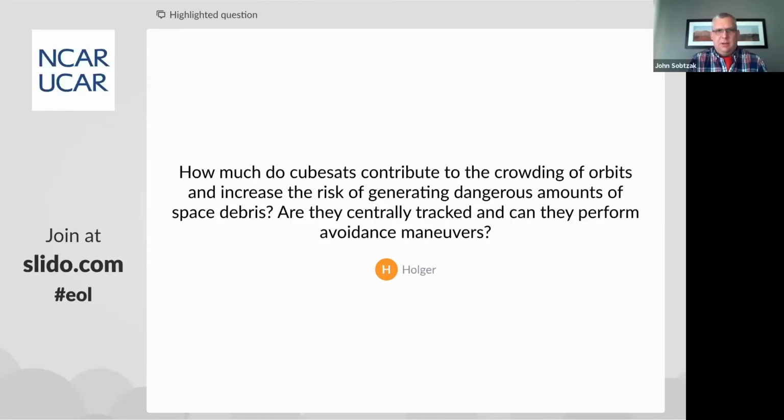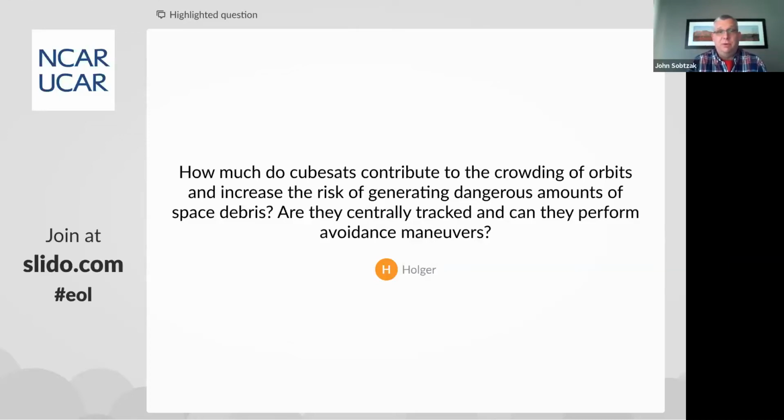I talked a little bit about the space debris, and that they don't contribute to space debris. They're in their own orbits. There's little risk. They try to make sure they're all separated, and they do fall out of orbit pretty fast, so they're not up there very long. They are centrally tracked. NORAD tracks everything in space.